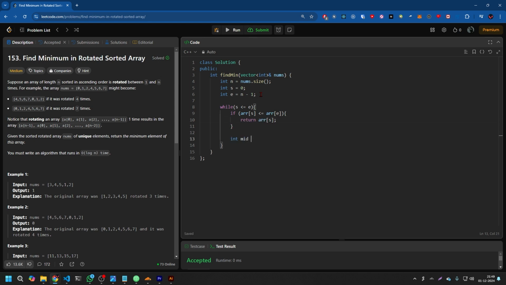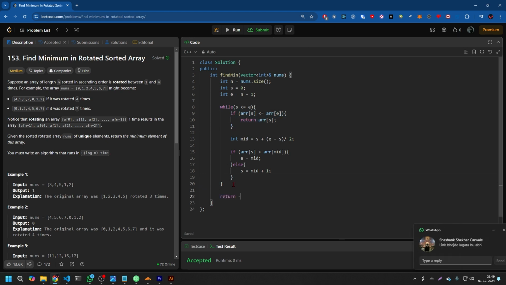Otherwise, I'm going to calculate mid the safe way. Mid is equal to S plus E minus S by 2. Okay, then I'm going to ask a simple condition. Is array of S greater than array of mid? If that is true, then I'm going to say that E is equal to mid. Otherwise, I'm going to say S is equal to mid plus 1. Okay, if we have the answer, we'll already find it at this point. Otherwise, we will return minus 1.